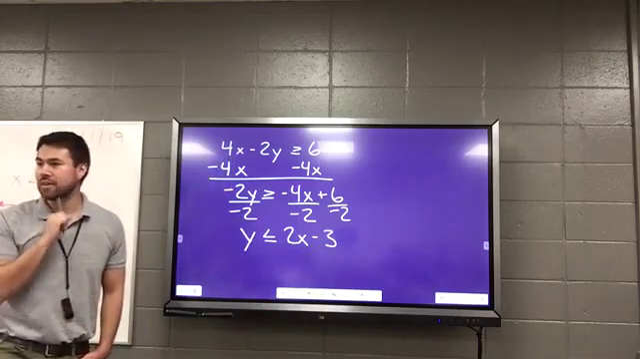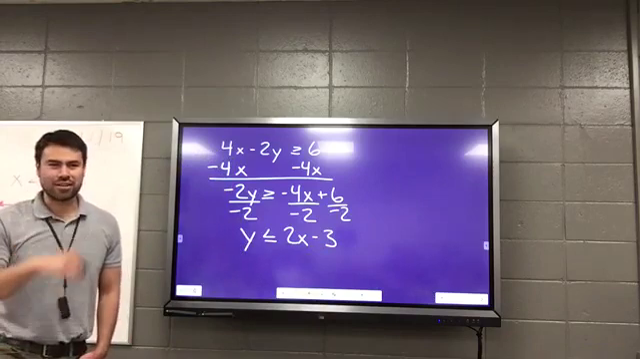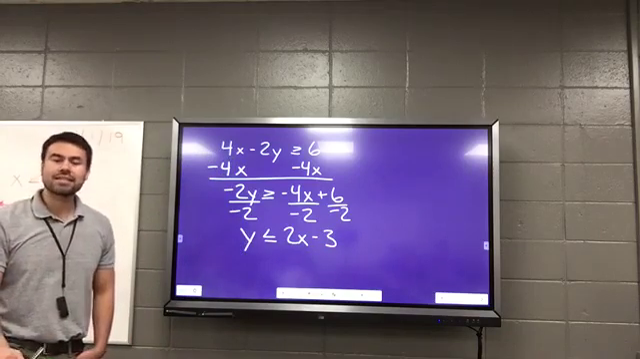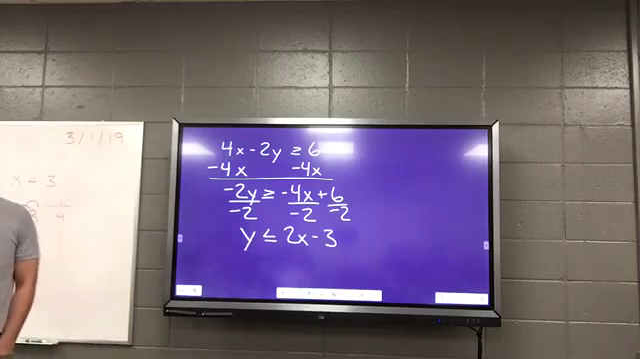How many of you can graph that? Good, graph it. Make it as neat as you can. Doesn't have to be perfect, but try to graph that line.